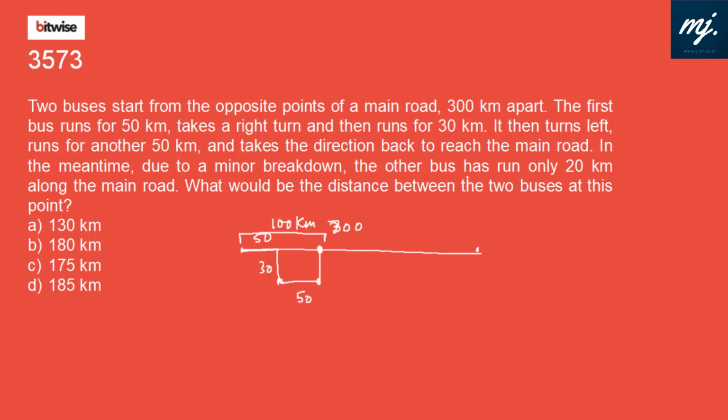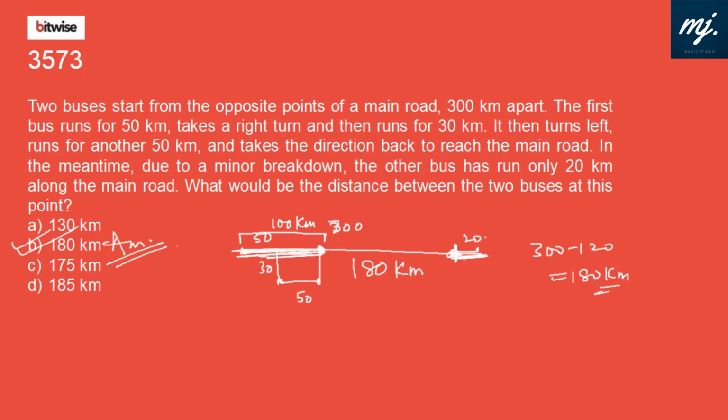The distance was 300. In the meantime, due to a minor breakdown, the other bus has run only 20 kilometers along the main road. What would be the distance between the 2 buses at this point? At this point, the distance between the 2 buses is 200 minus 20, that is 180 kilometers. This was already 100, this is 20, or you can say 300 minus 120, that is 180 kilometers. That is in option B.